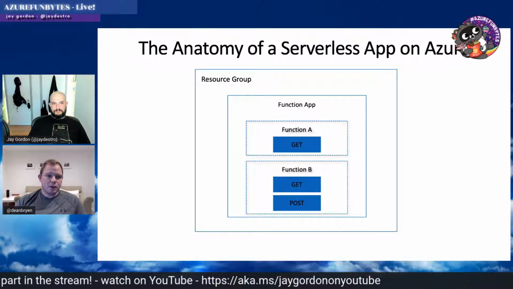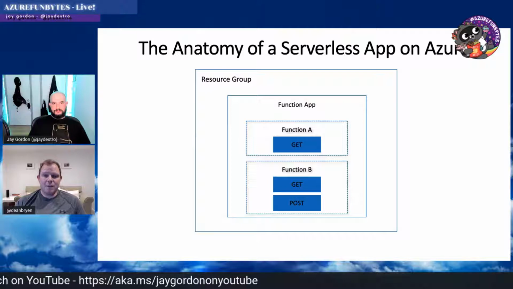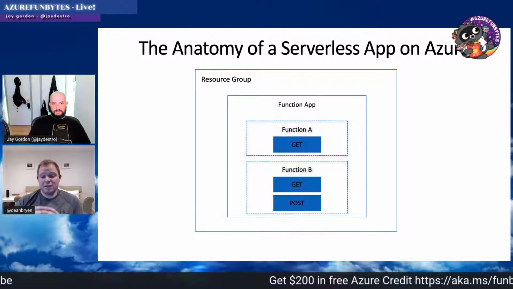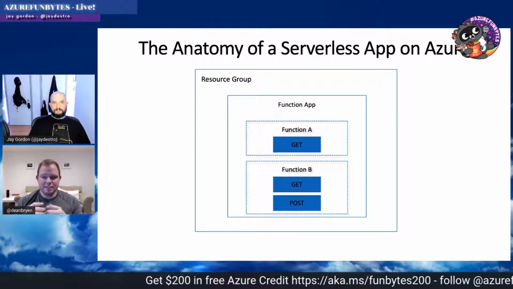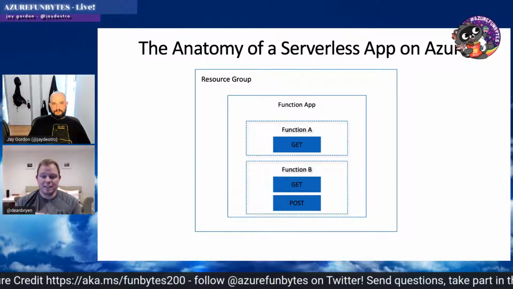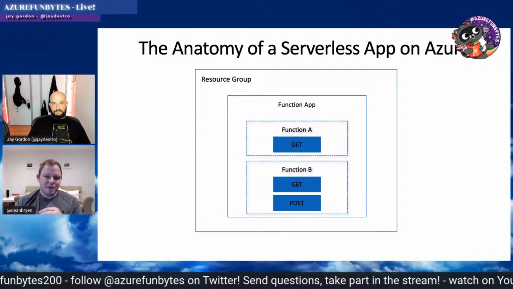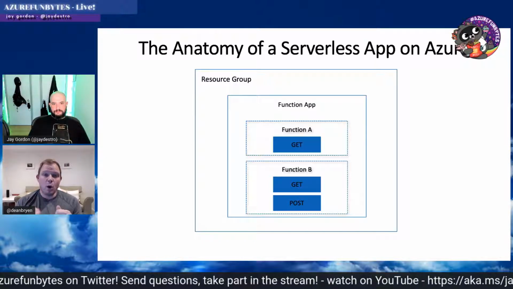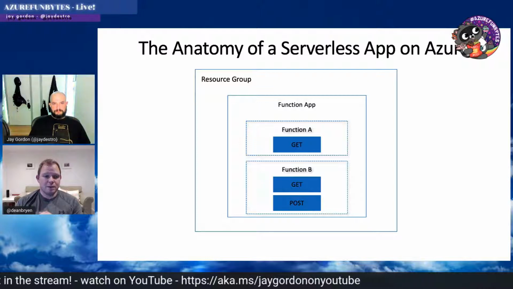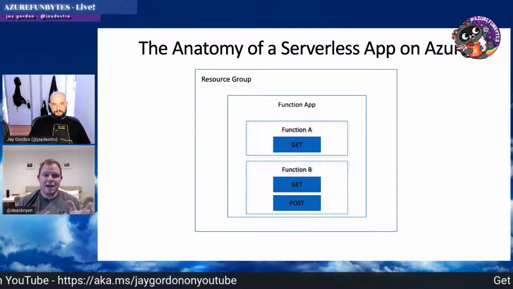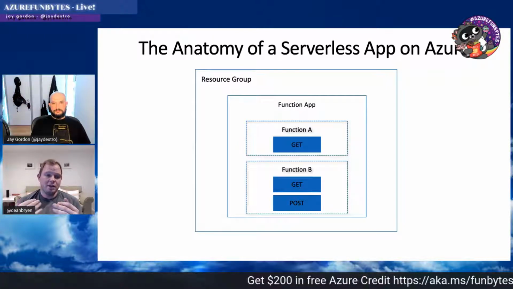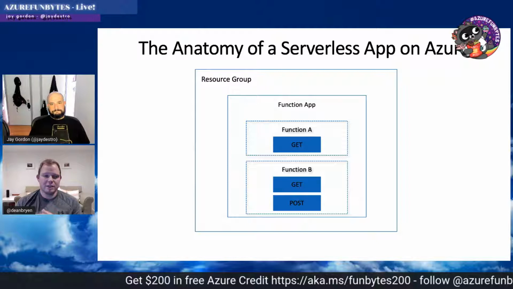But in Azure, we have this concept of a function app. And a function app is actually what runs in Azure. That's our hosting environment, basically. That's the server or the servers that our code is actually going to run on, that's abstracted from us. That sits in Azure. And then on top of that, we have functions, and we can have multiple functions per function app. So in this example, function A is an HTTP trigger and receives GET requests, and function B is another function that takes GET and POST requests.